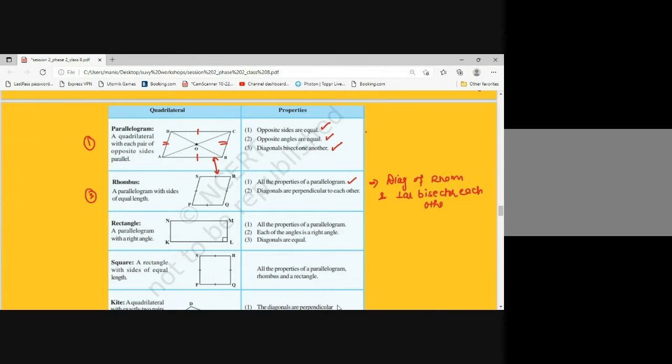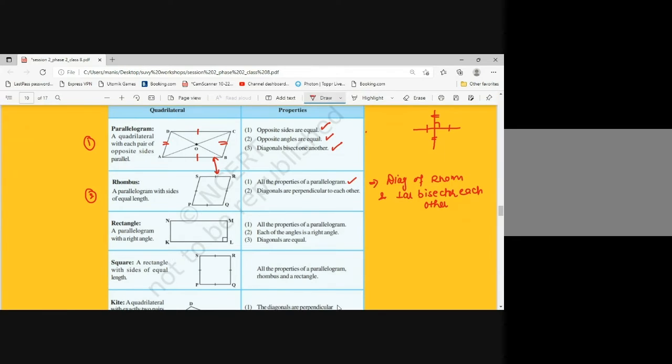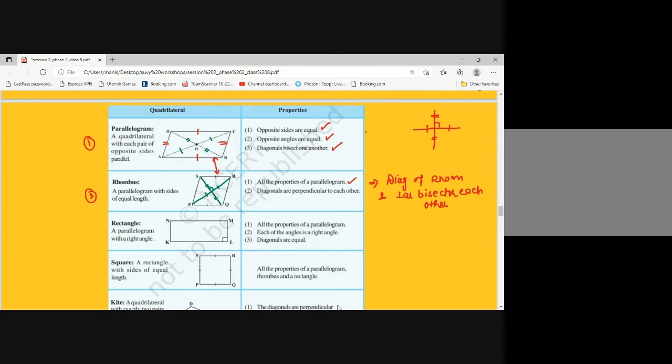Ma'am, I didn't get what you explained about perpendicular bisector. It means the angle between these two lines is 90 degrees and they are bisecting each other. But ma'am, all the properties of a parallelogram? See, just have a look. As you studied in parallelogram, these are equal. When you are talking about the rhombus, these are equal as well. They are intersecting at 90 degrees. Oh, okay, ma'am. That means perpendicular bisector. Got it.